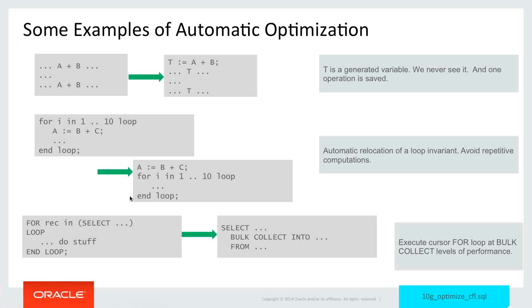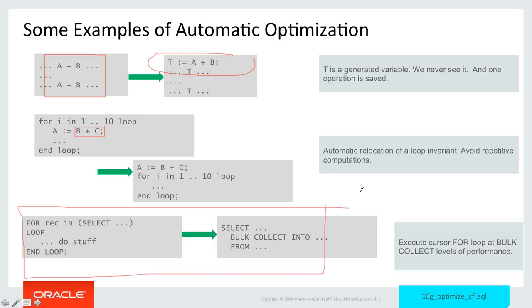So here are some examples of automatic optimization. As I mentioned before, if Oracle sees an invariant inside the loop, it will automatically replace that with an expression. If it notices that there are similar expressions just in your code, it will do the same kind of replacement. And here's one that's really great that I love to point out. It'll automatically optimize cursor for loops to execute as if they were bulk collect.